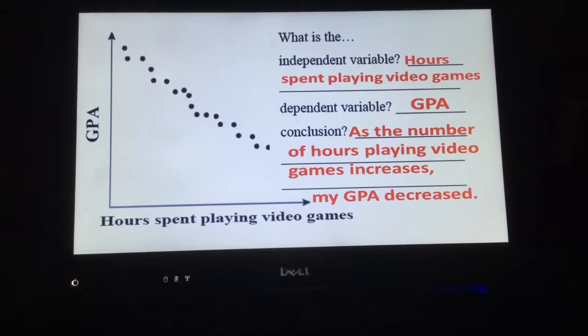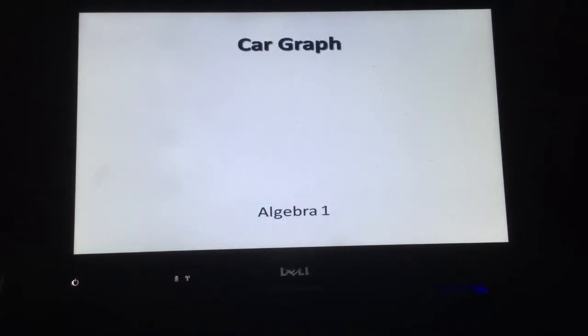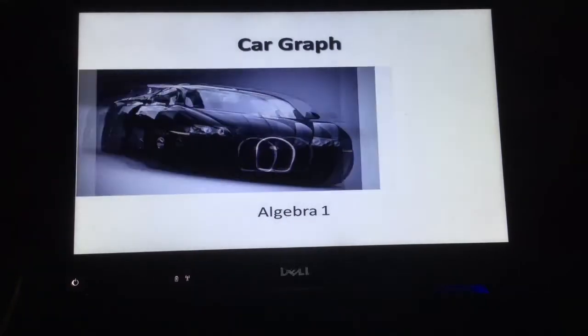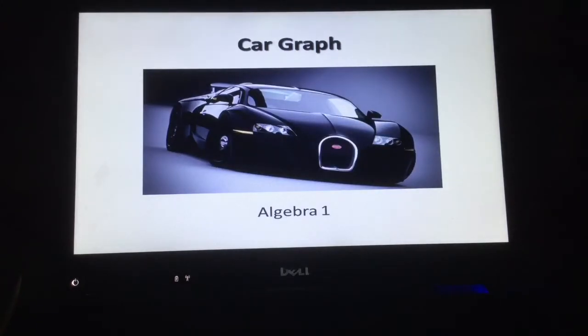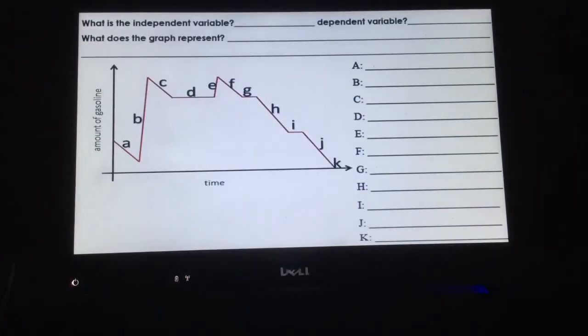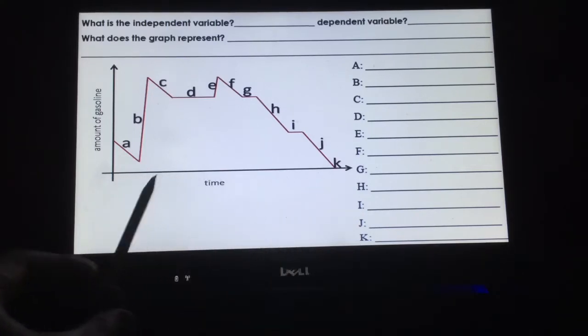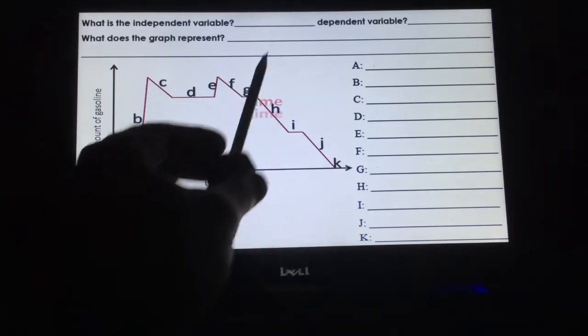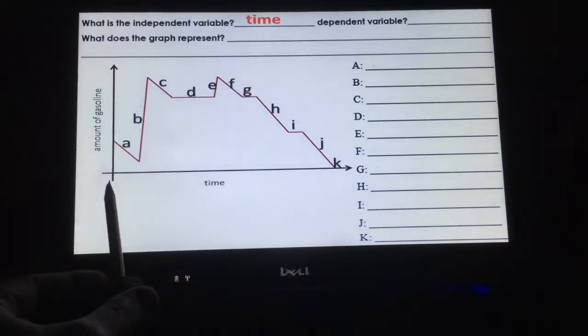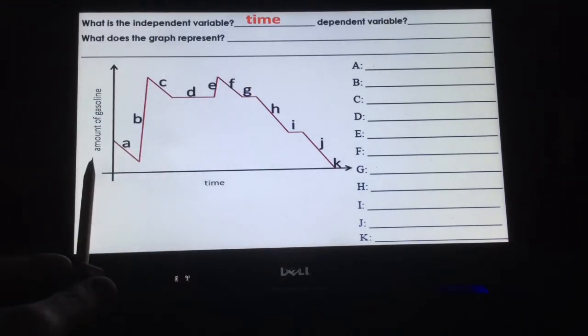All right, so let's go to the next slide. So we're going to go ahead and analyze our first graph. This is a car graph. Okay, so let's take a look. Vroom, vroom. So let's go ahead and look at the actual graph. Now remember, over here, the independent variable is always on the x-axis. So the time would represent the independent variable. The dependent variable is always on the y-axis. So the amount of gasoline is the dependent variable.